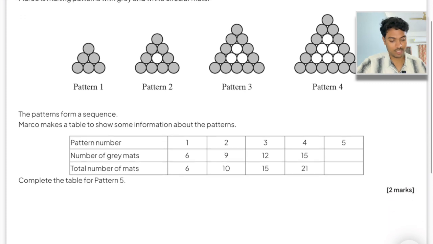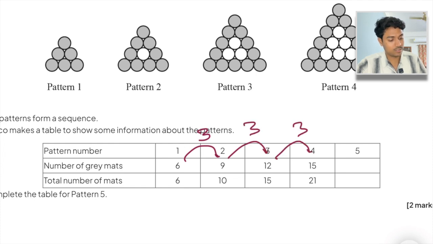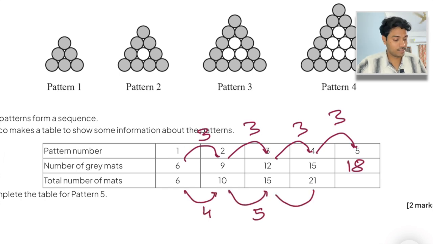So for pattern 5, we can clearly observe that the pattern is increasing by 3. 6 to 9, that is increasing by 3. 9 to 12, increasing by 3. 12 to 15, increasing by 3. So the next one again will increase by 3. So the answer will be 18. For the total, 6 to 10 it is increasing by 4. 10 to 15 it is increasing by 5. 15 to 21 it is increasing by 6. So next will be 7. So that's 28.